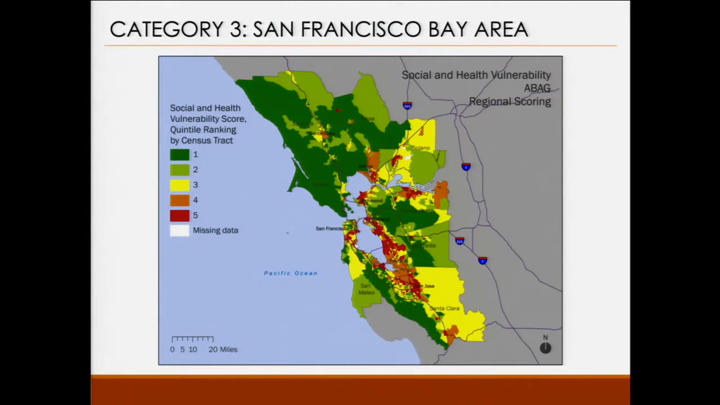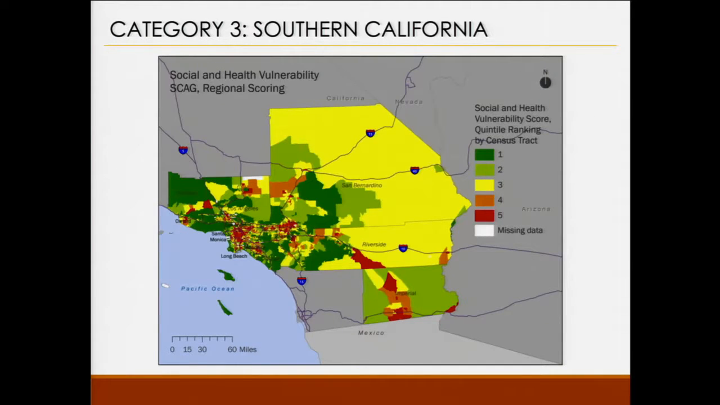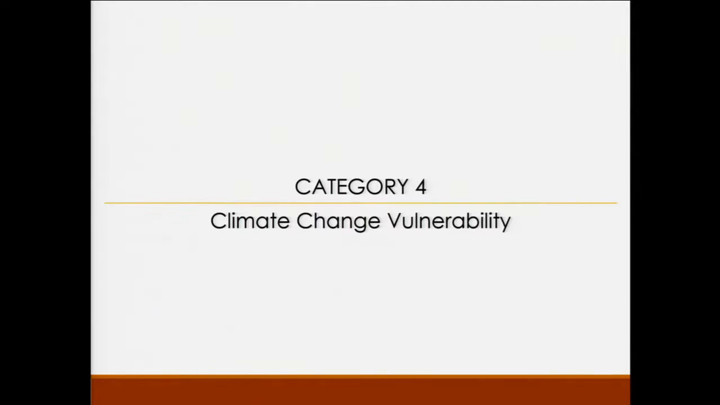So here's what it looks like in the Bay Area. And again, this is regional scoring, so we're just comparing tracts within these regions to each other at this point. This is the San Joaquin Valley. And then here's what it looks like in Southern California. And then the final layer, I'll turn to Jim to talk a bit about.